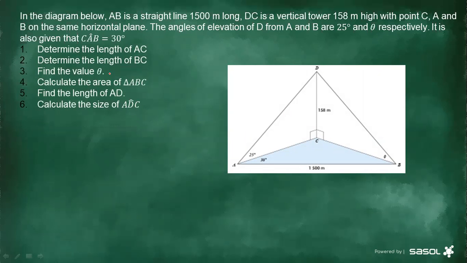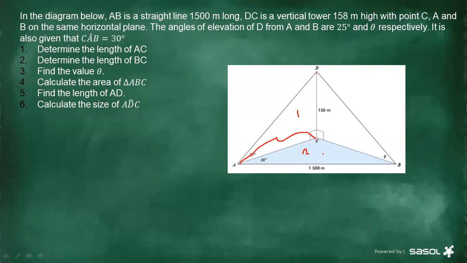Now let us answer the following questions. The first one says determine the length of AC. Where is AC? This is AC. Now you can see that AC is part of triangle DCA and ABC. Then we have to choose between the two triangles. Which triangle can you use to calculate AC?